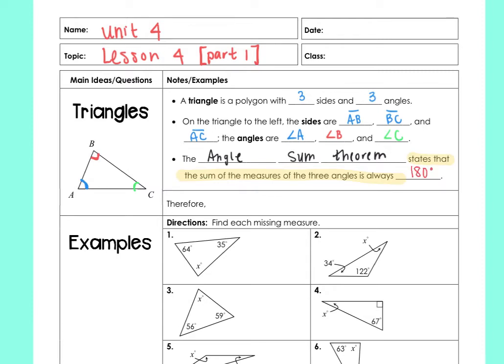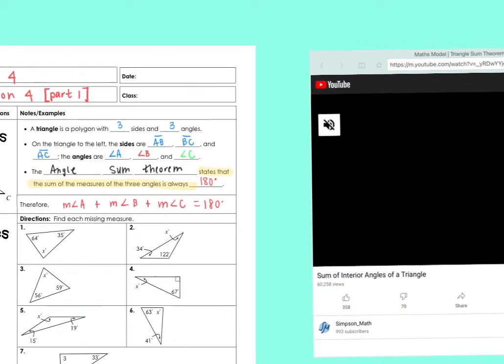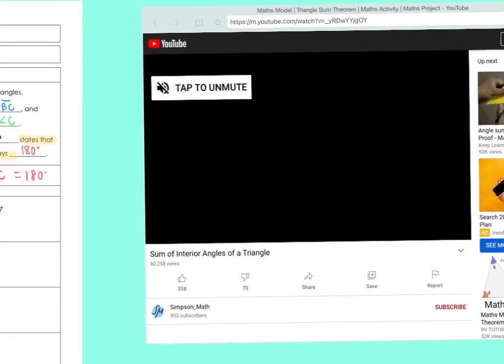So this is really something you need to commit to memory. This is something that you will use throughout the rest of your mathematical career and education. So please write, therefore, the measure of angle A plus the measure of angle B plus the measure of angle C all adds up to 180 degrees. Now I have a short video I want to show you that proves why this theorem is true.